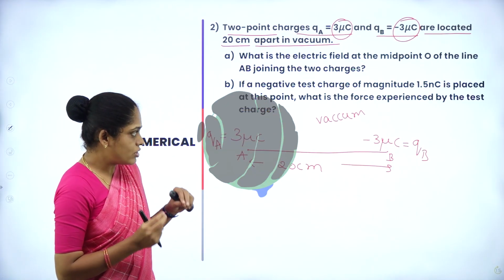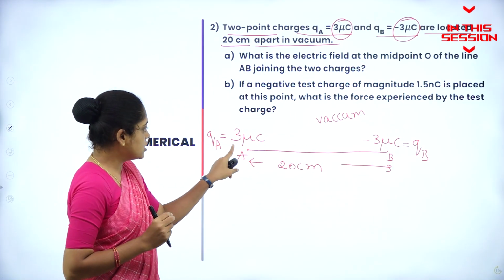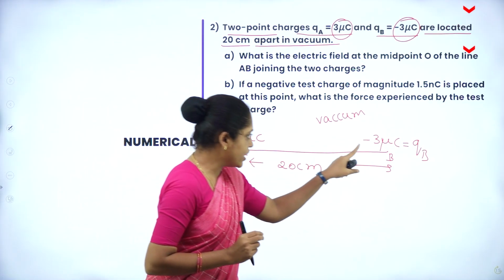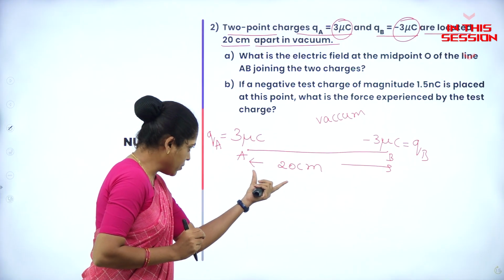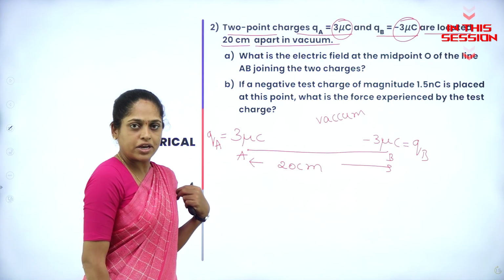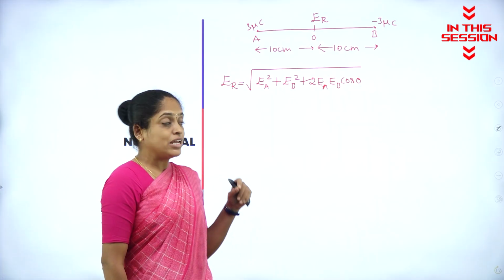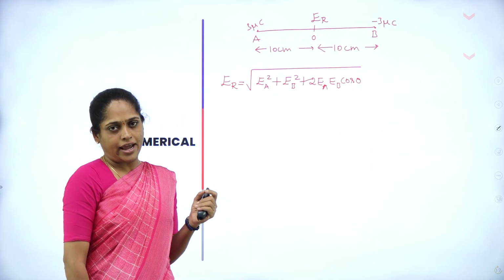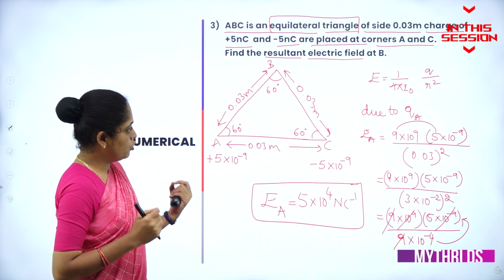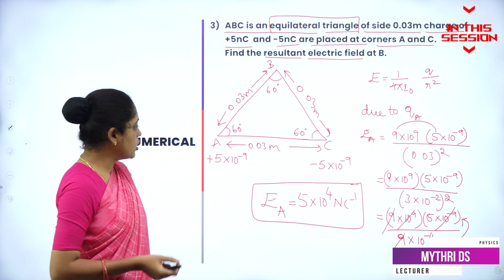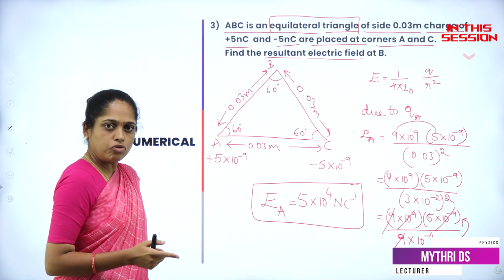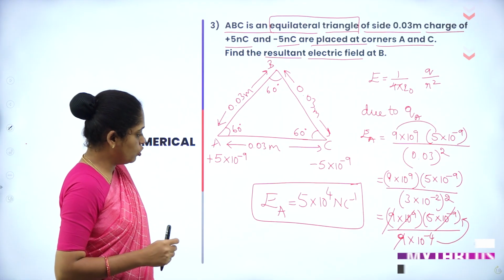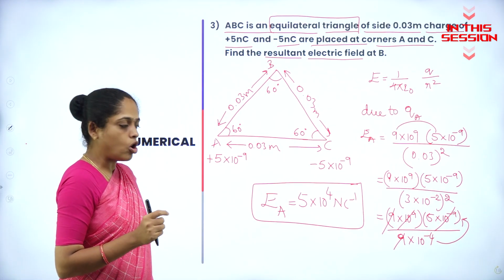You have to observe the charges here. The charges are 3 microcoulomb and minus 3 microcoulomb separated by distance 20 centimeter. In motion in a plane chapter, we have derived the expression for the resultant vector. This is the electric field due to charge which is placed at corner A. Same way you need to find the electric field due to charge placed at corner C.